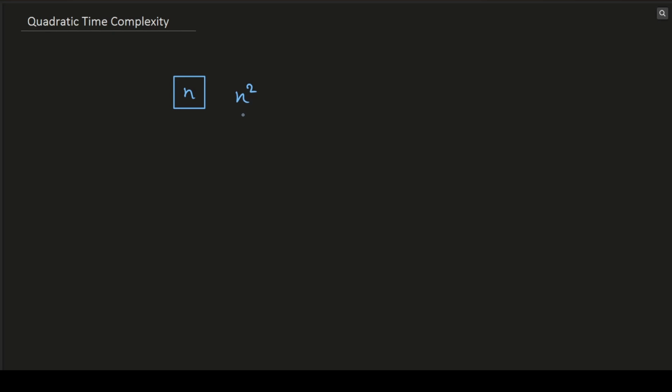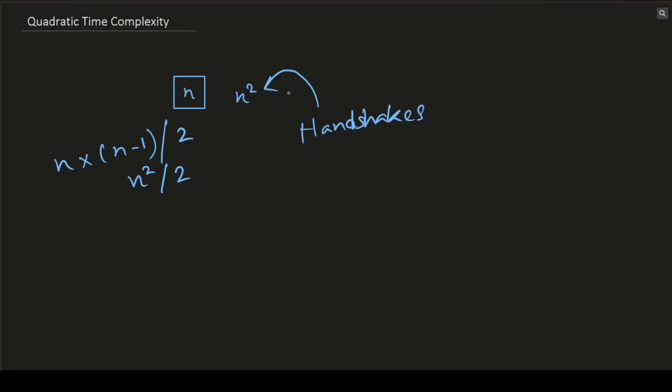Imagine you are at a party with n people and everyone wants to shake hands with everyone else exactly once. So how many handshakes happen? The first person shakes hands with n minus 1 others, and the second person already shook hands with the first, so they shake with n minus 2 new people, and so on. So the total number of handshakes is about n times n minus 1 divided by 2, which is roughly n squared by 2. So the handshakes are still proportional to n squared.